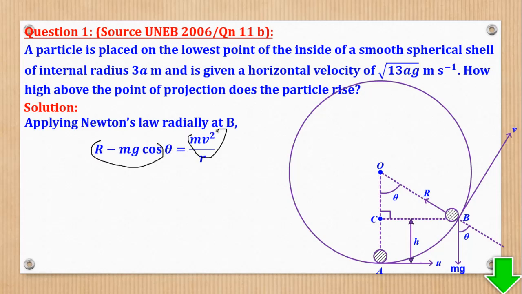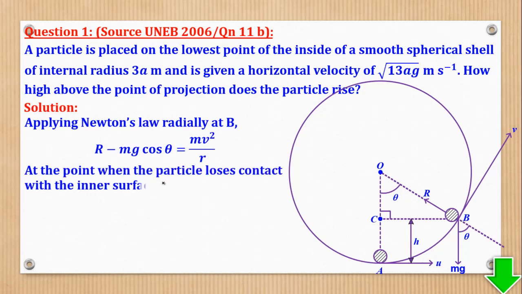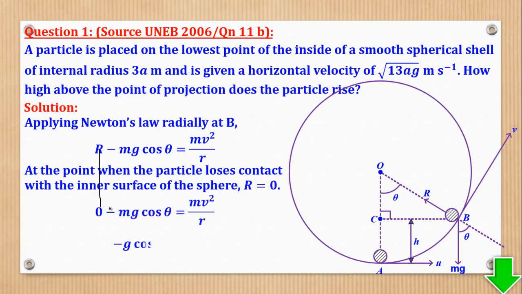necessary centripetal force. Then at the point where the particle loses contact with the inner surface, R is equal to 0. So where there is R, you put 0. You'll come up with that as equation 1.